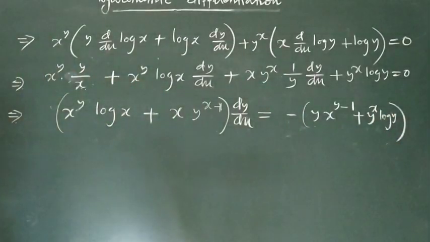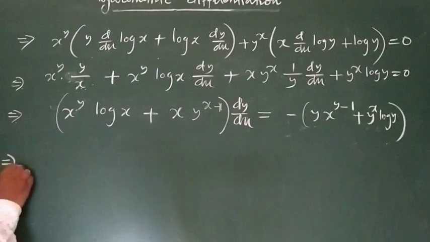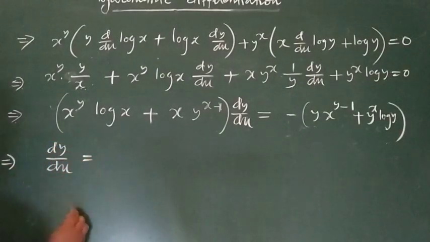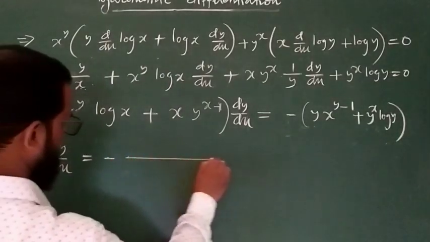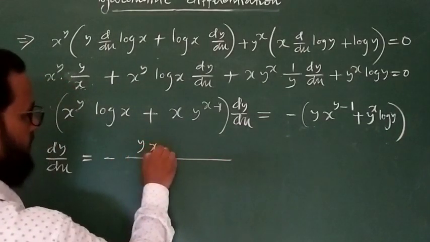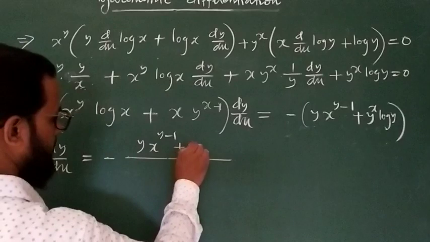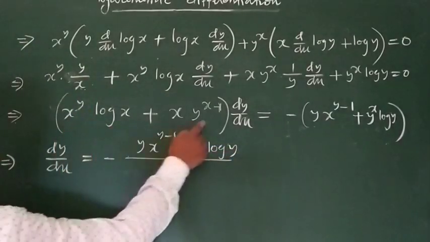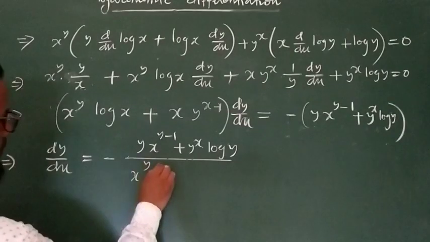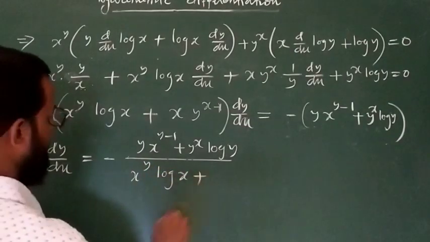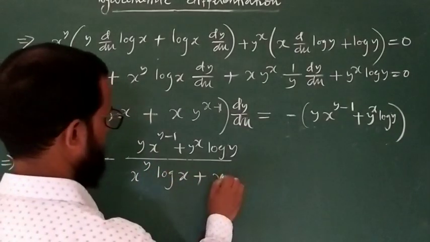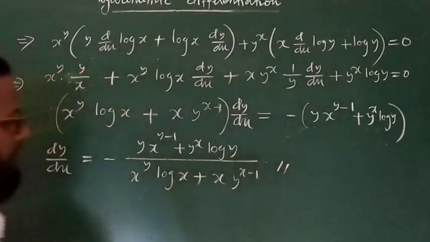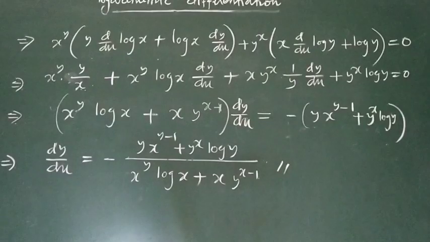Okay, and finally your answer becomes dy by dx is equal to minus y into x to the power y minus 1 plus y to the power x into log y, divided by this particular quantity, x to the power y into log x plus x into y to the power x minus 1. So this is the final answer. Okay, I hope that you understand.